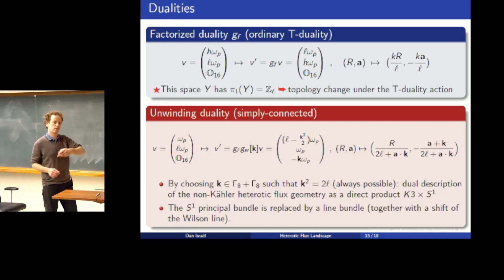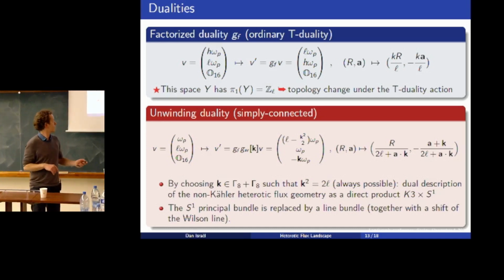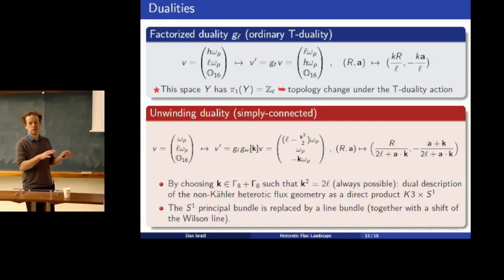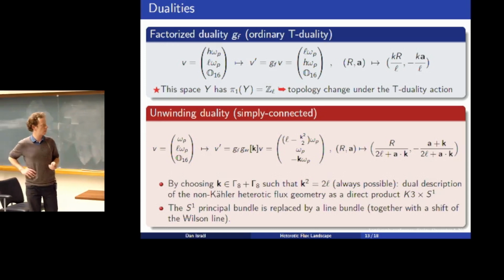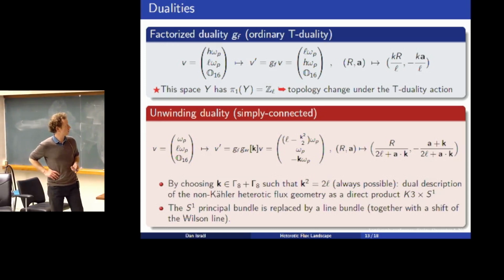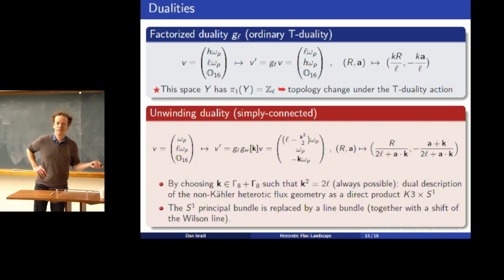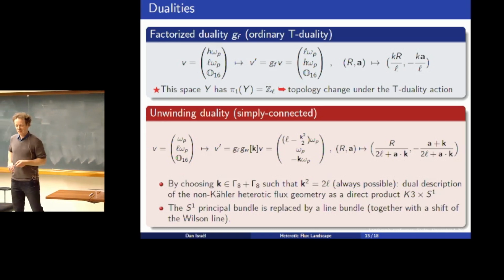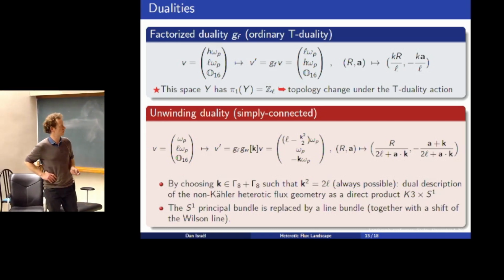So you have converted your flux background into an ordinary K3 times S1 with some extra line bundle that you have here, which is not orthogonal to the Wilson line. This is the particularity of the background: K3 times S1 with a particular type of gauge bundle. So this is, in some sense, interesting. In another sense, disappointing, because we have killed some of the flux backgrounds that we liked. So this was for simply connected ones.